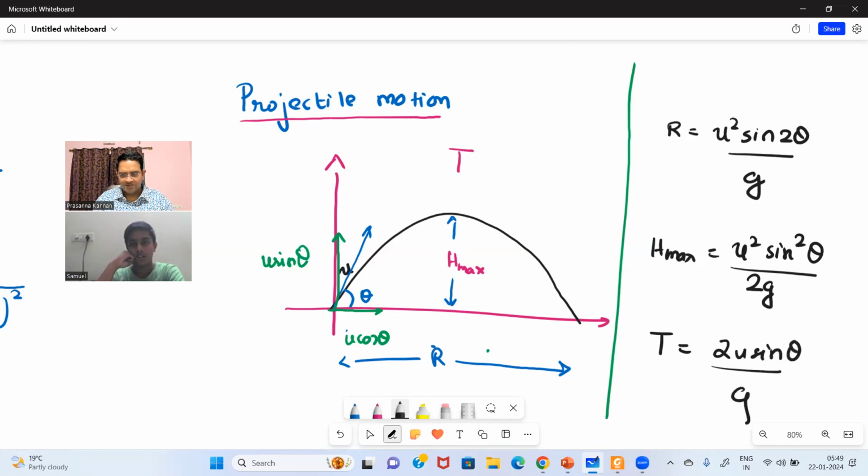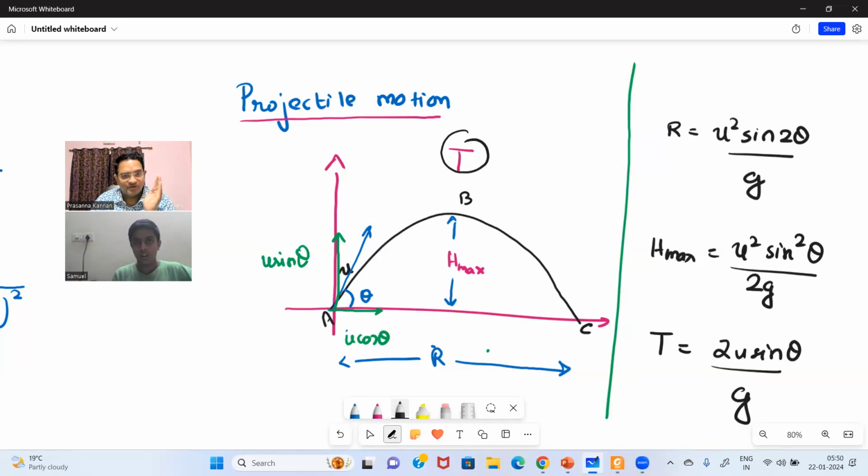One more point: the time it takes to go from ground level to the maximum height is the same as the time it takes to go from maximum height to the ground. So we call it time of ascent and time of descent. Both those values are equal. So total time of flight is what? 2u sin theta by g, correct? Yes, sir.